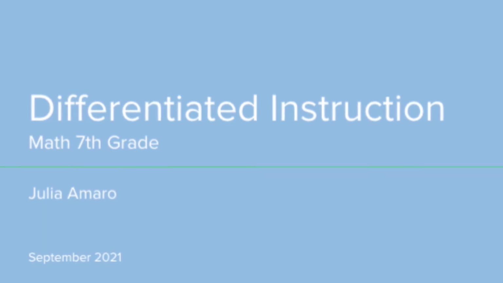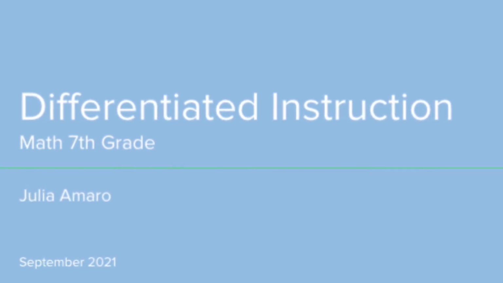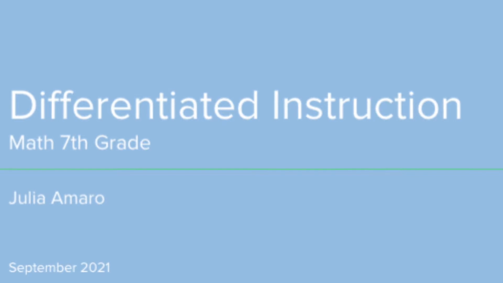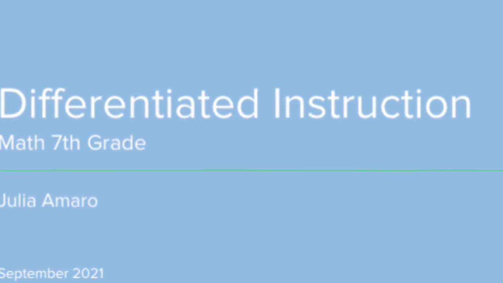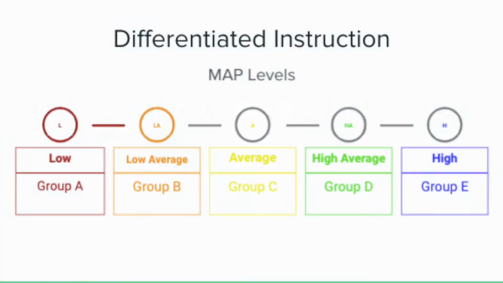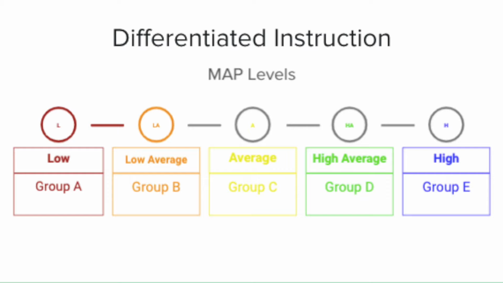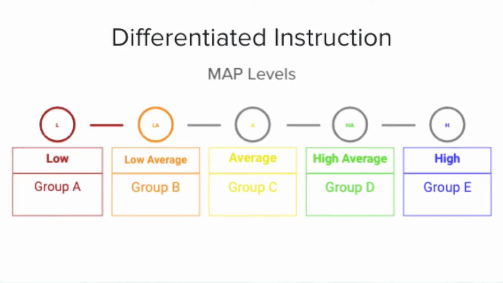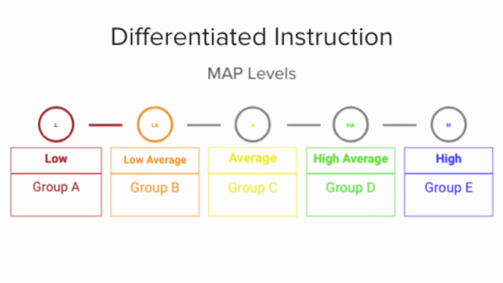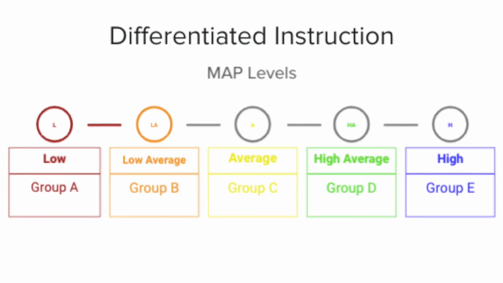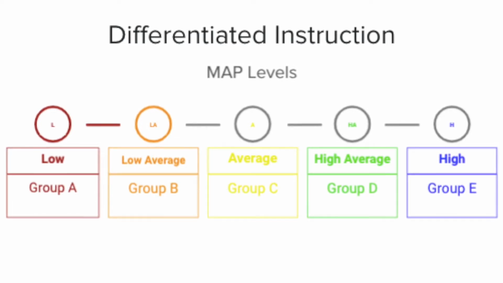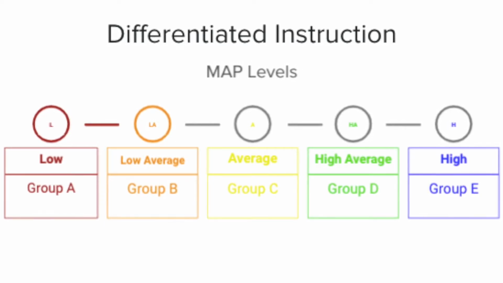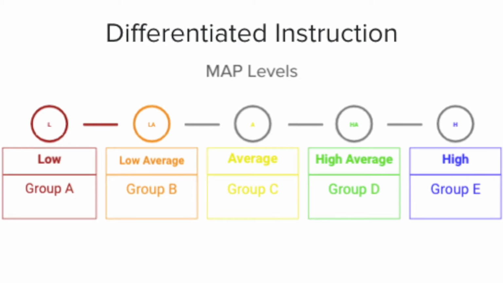Hello, I'm Julia, and today I'm going to talk about how I implement differentiated instruction in my 7th grade math class. I use the MAP test result as my strategy to implement differentiation in class. As you may know, the MAP test measures students' achievements and growth in math and other subjects, which provides us teachers with evidence to help target instructions for students.